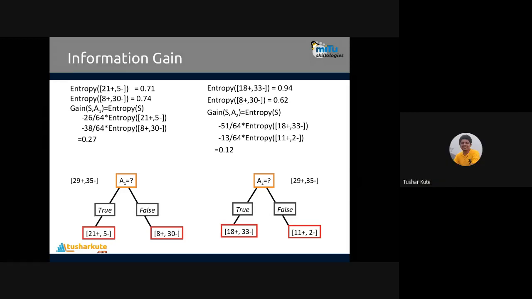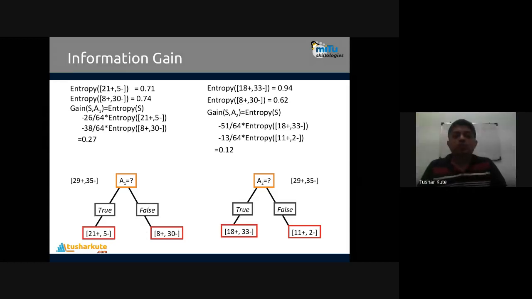Compare, which has more information gain? A1, it is 0.27. A2 is 0.12 only. So A1 is now chosen for the split, because it has more information gain than A2. That's why the A2 feature is not chosen, and A1 is chosen for the split.